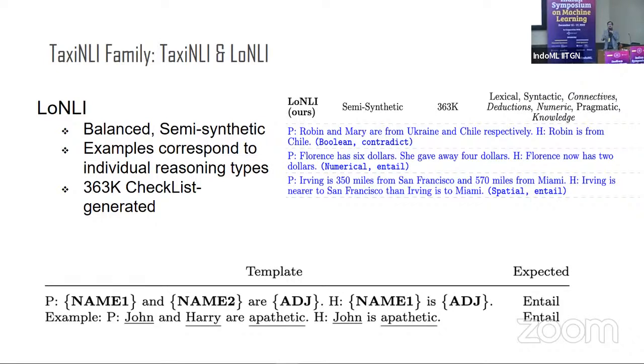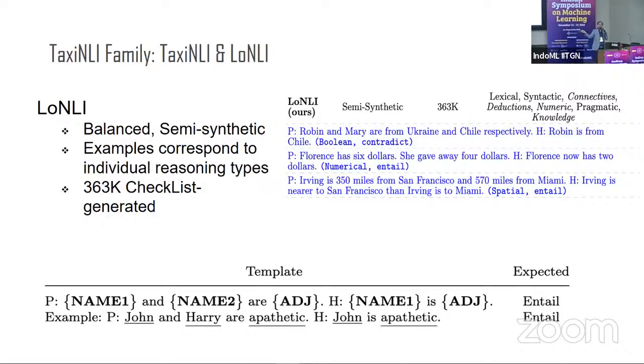We'll see how we'll utilize it to know a little bit more about the reasoning types and the complexity of it. Here we created 363 templates using varying keywords. You can see one of the templates here. For example, a premise is "John and Harry are apathetic," and the hypothesis is "John is apathetic." And the template is like this: name 1 and name 2 are adjective, name 1 is adjective.